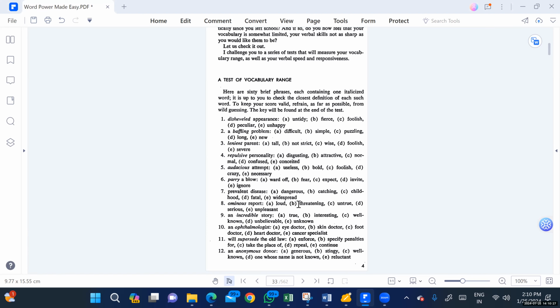So what is the meaning of this? Ophthalmologist. I told you, wherever there is IST, it's a person, and logy means study. A person who's studying about what? Ophthal: which part of our body is that? Eyes, yes. So, eye doctor, very clear. A person who studies about eyes is an eye doctor.